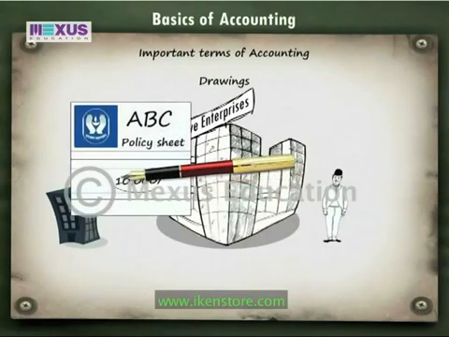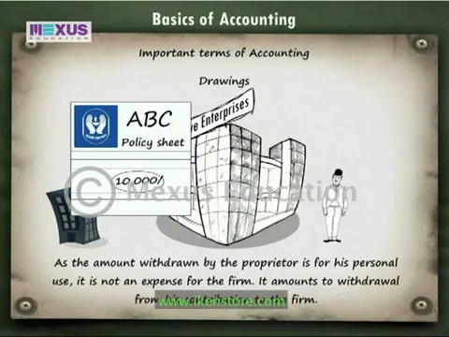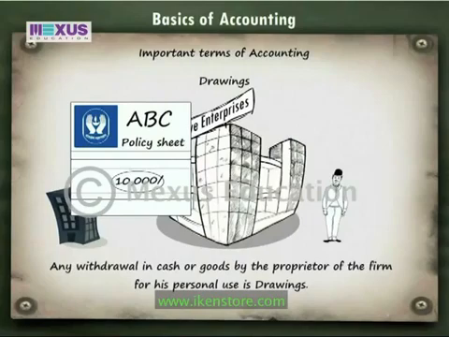Drawing. Mr. B pays his personal life insurance from the firm's funds amounting to 10,000 rupees. As the amount withdrawn by the proprietor is for his personal use, it is not an expense for the firm. It amounts to withdrawal from his contribution to the firm. Any withdrawal in cash or goods by the proprietor of the firm for his personal use is drawings.